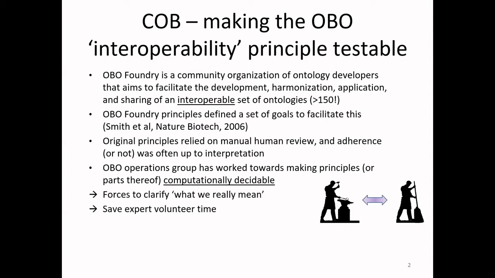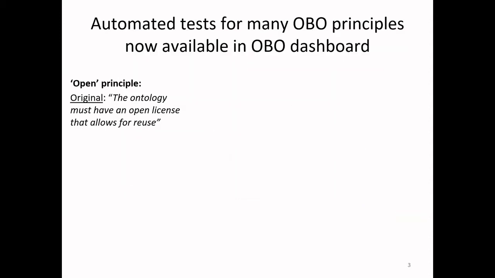The idea of that is if we can make a computer do the work for us, first of all, we save expert volunteer time, but also having to spell out for something as dumb as a computer what we mean by the principle forces us to be extremely clear what it is, and actually makes it easier to argue over principles. So as an example, there's the open principle in the OBO Foundry, which essentially stated, and these are all a little bit abbreviated, the ontology must have an open license that allows for reuse.